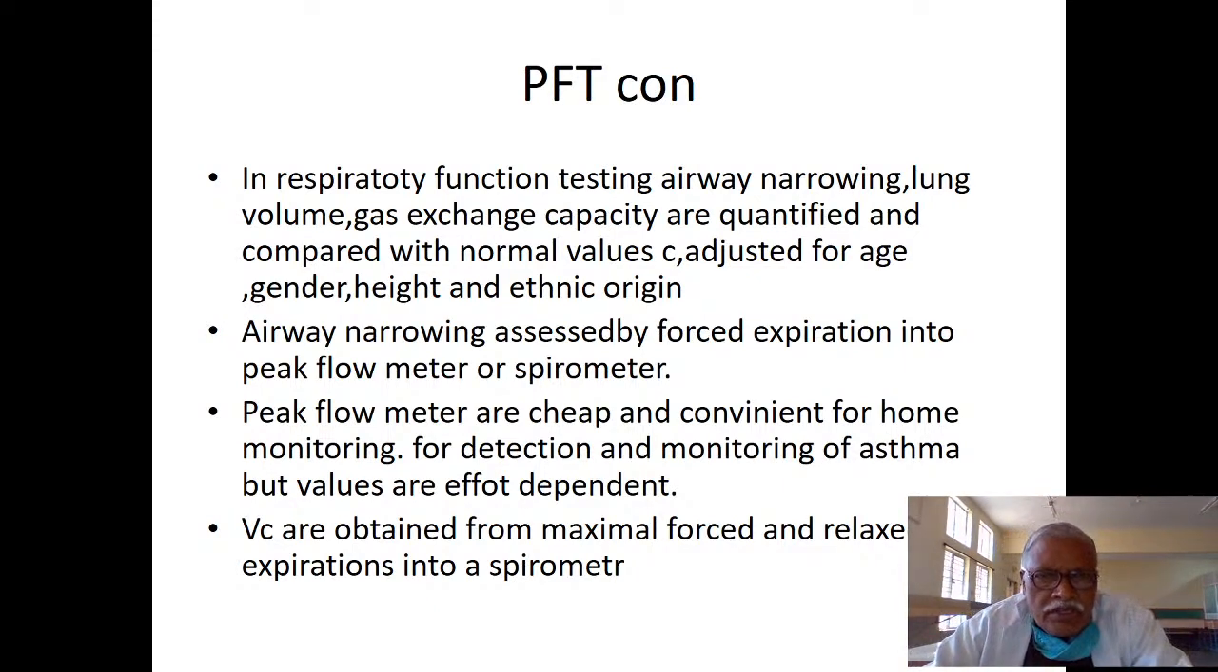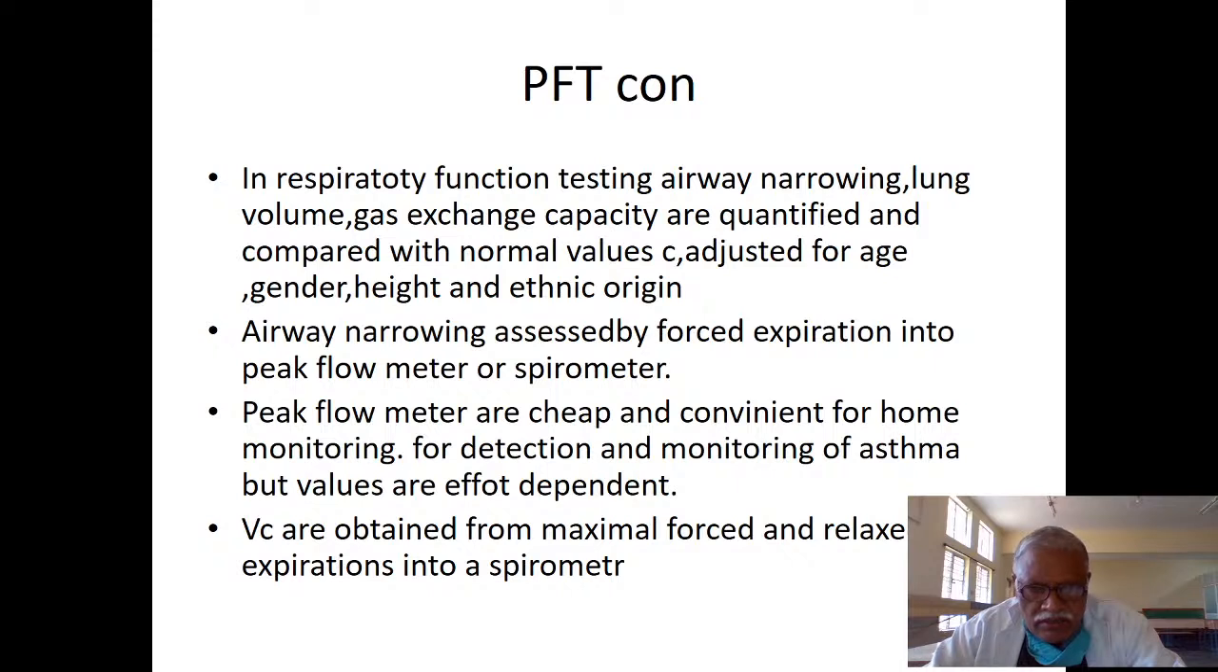In respiratory function testing, airway narrowing, lung volume, and gas exchange capacity are quantified and compared with the normal values, adjusted for age, gender, height, and ethnic origin. It may change from one ethnic origin to another, plus the height and gender of the person and the habits of the person also. If they have sedentary habits, they have lower values. If they are athletes, they have higher values.